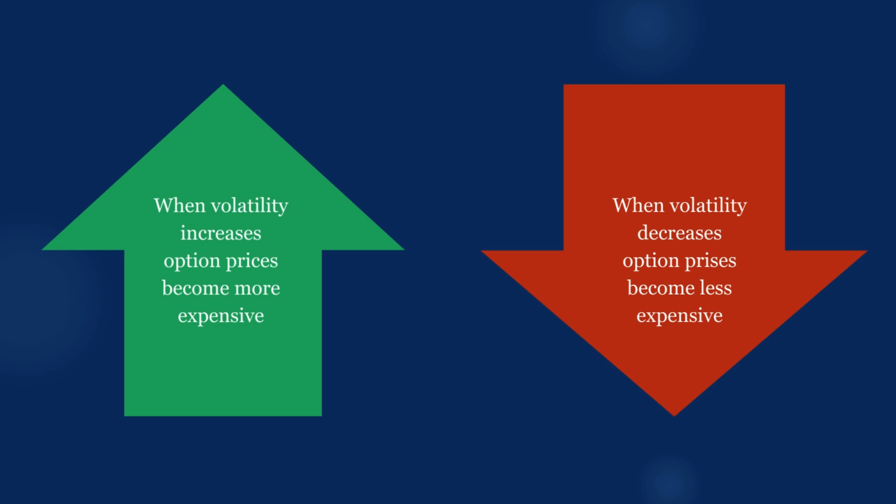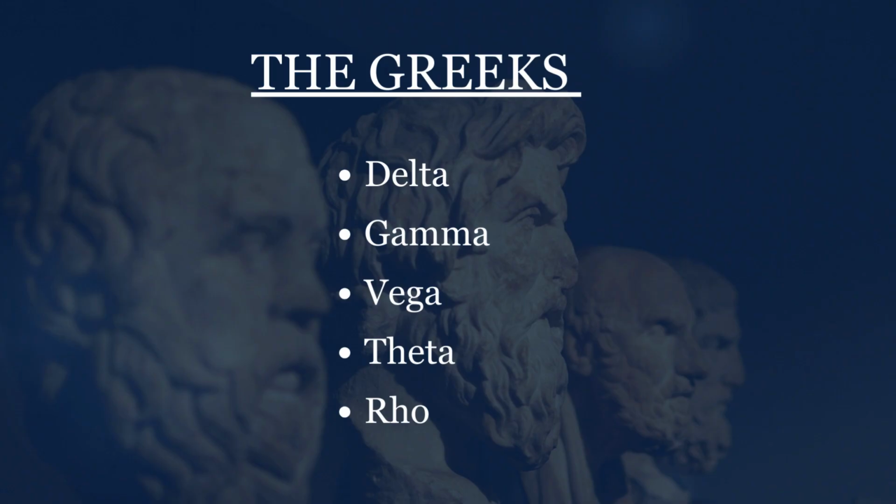Now let's take a look at the relationship between volatility and option prices. As volatility increases, the prices of options become more expensive. Alternatively, when volatility decreases, option prices become less expensive. Now we will move on to the Greeks. The five main Greeks that make up an option pricing model are delta, gamma, vega, theta, and rho.